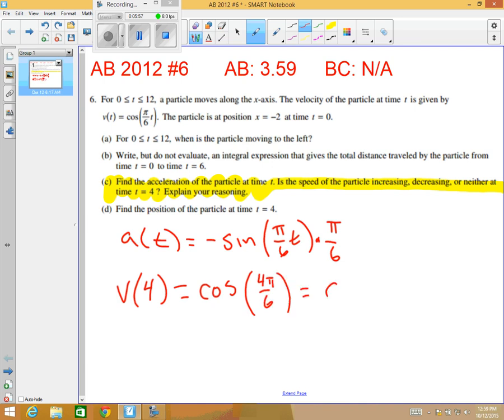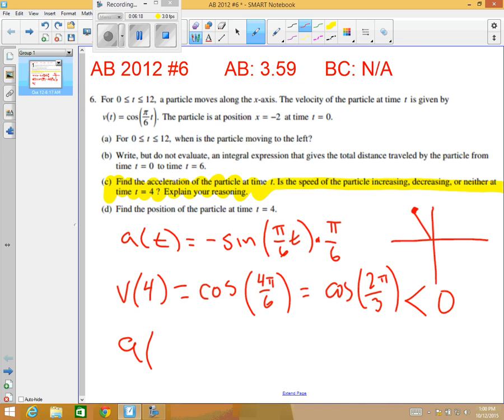Once again, the unit circle strikes. If we know our unit circle, we know that that cosine value is less than 0. Specifically, it's negative 1/2. I don't care what it is exactly. All that matters is negative. Now we have to find our acceleration at 4. If we end up getting a positive number, the signs will be different, and we will say slowing down. If we end up getting a negative number, we'll say the signs are the same, speeding up. So let's take a look. Negative sine of 4 pi over 6 times pi over 6. Again, 4 pi over 6 reduces to 2 pi over 3.